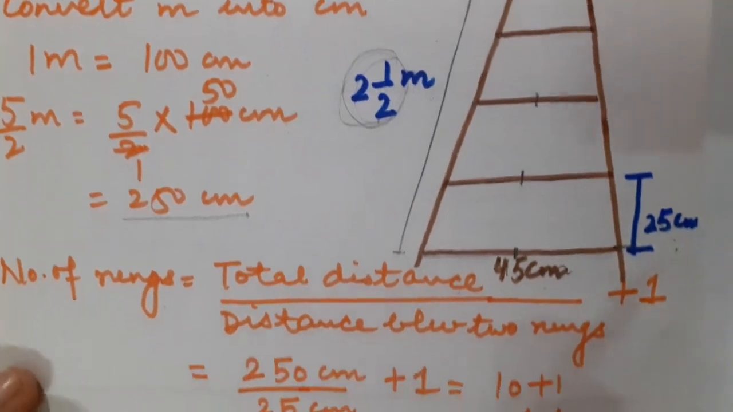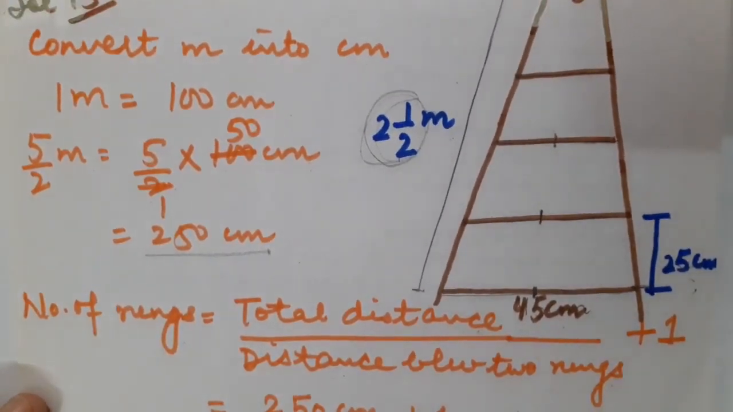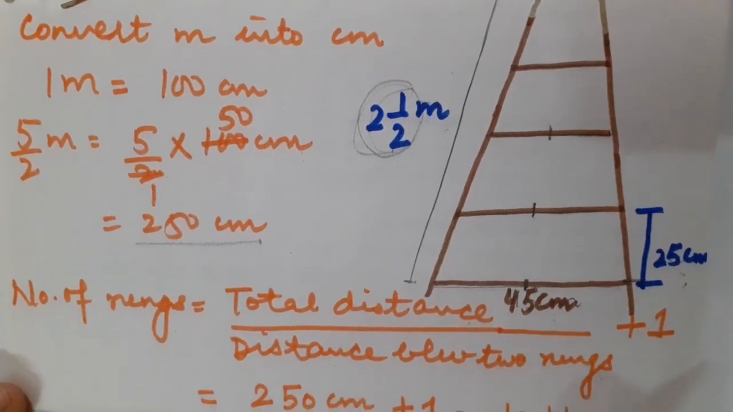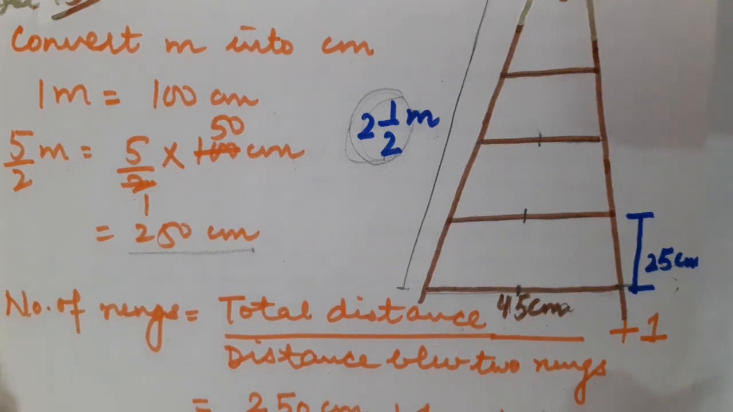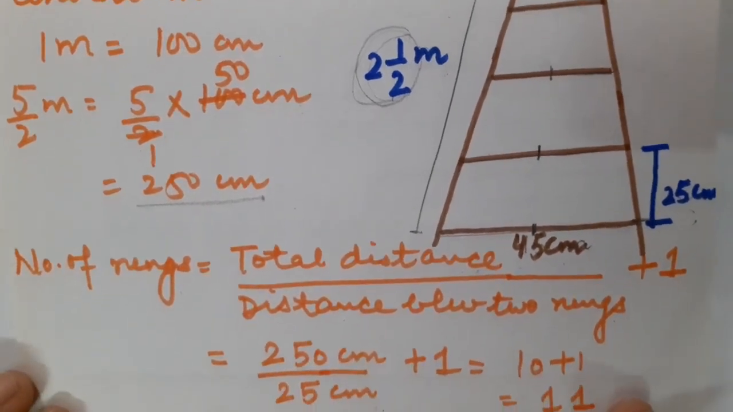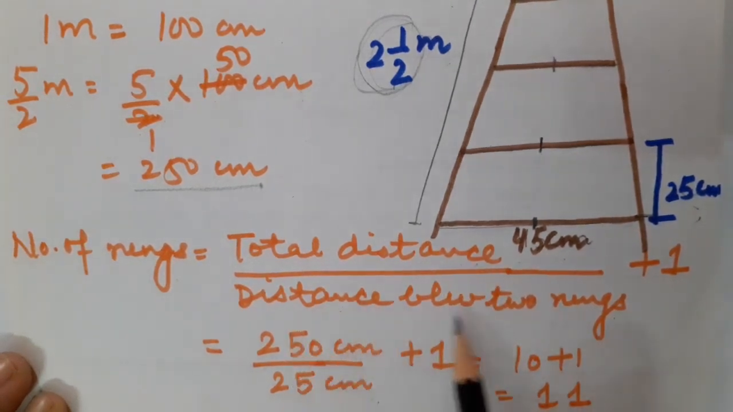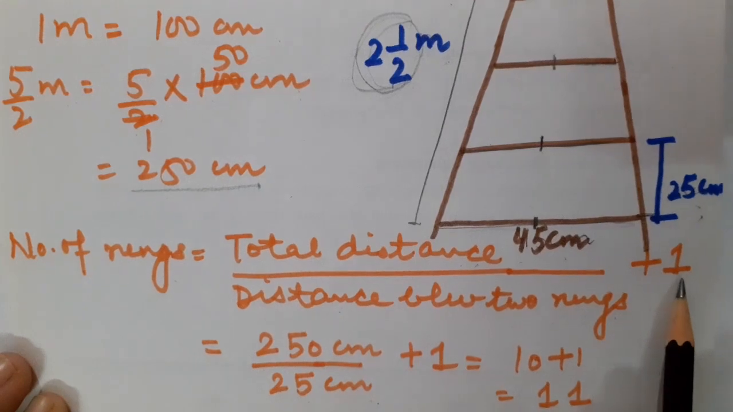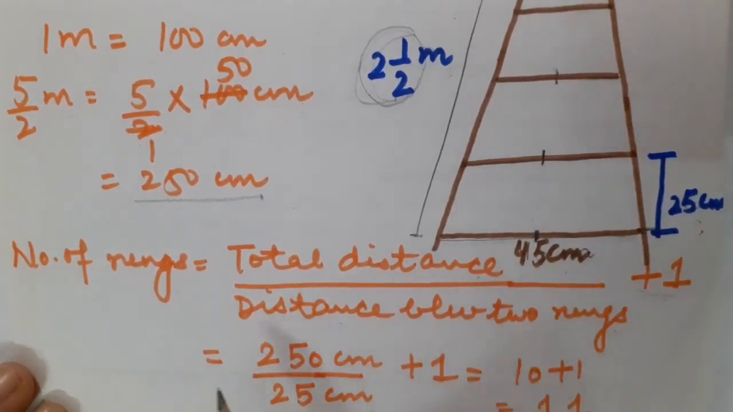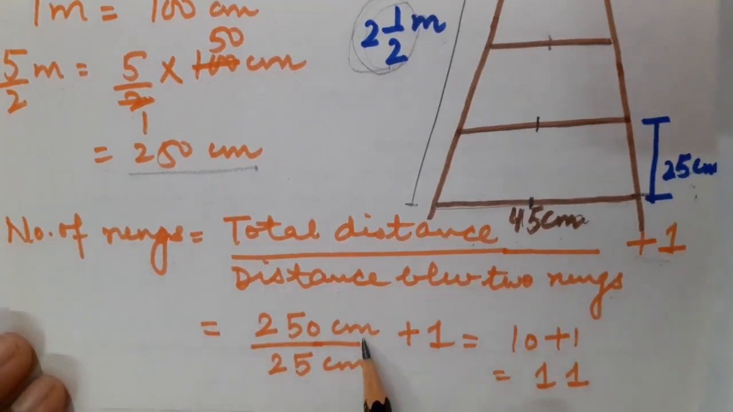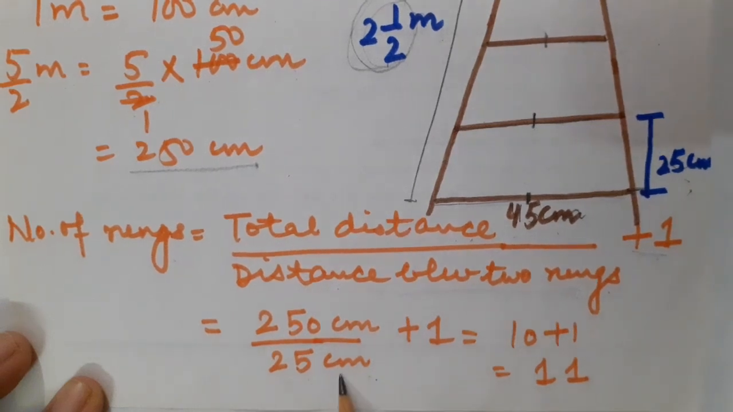Fine. So children, I have already explained you because we will have to calculate the length of the wood required for the rungs. So until we know about the number of rungs, we cannot calculate the length of the wood required for the rungs. So first of all, we will have to calculate the number of rungs. That would be total distance divided by distance between two rungs plus 1. The concept of plus 1 I have already explained you. First of all, you will be having the total distance given, that is 250 centimeter, upon the distance between two rungs, that is 25 centimeter.